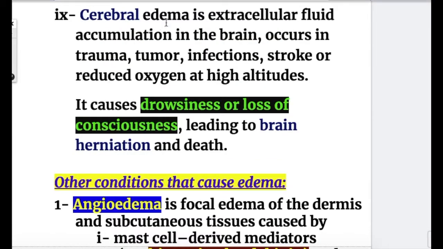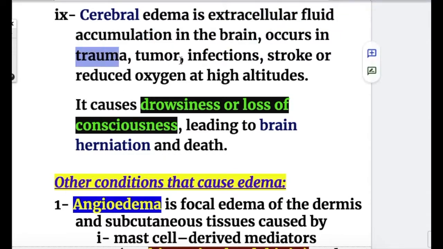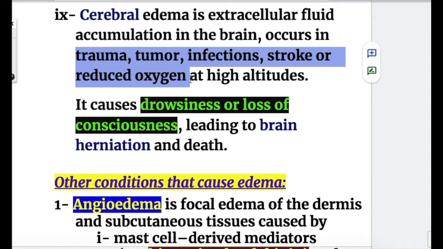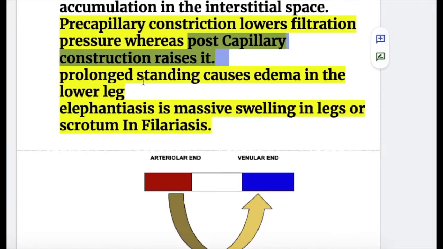Number 9, cerebral edema is extracellular fluid accumulation in the brain and occurs in trauma, tumors, infections, stroke, or reduced oxygen at high altitude. So what are the features of cerebral edema? It causes drowsiness or loss of consciousness leading to brain herniation and death. So in cerebral edema, if the pressure increases, it may cause brain herniation and death. Prolonged standing causes edema in the lower leg.